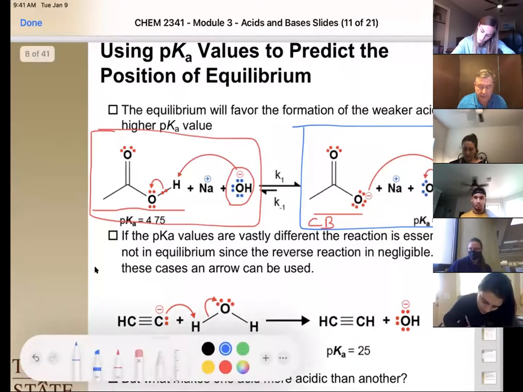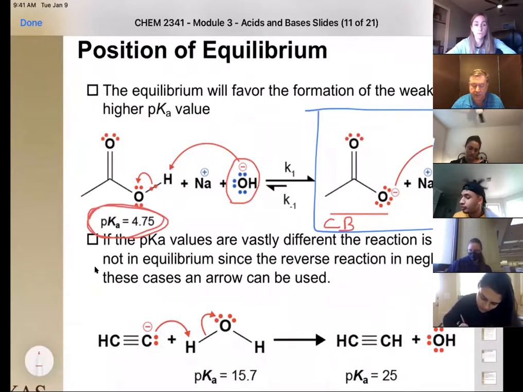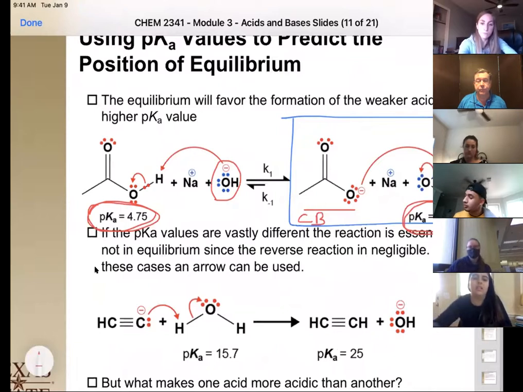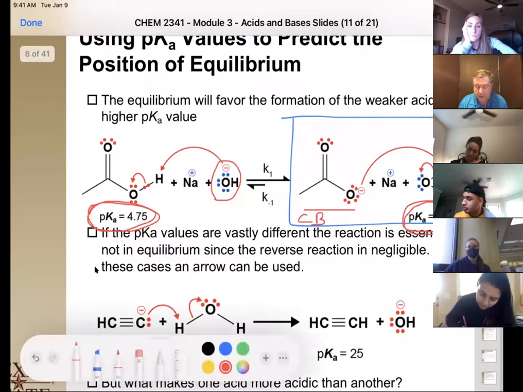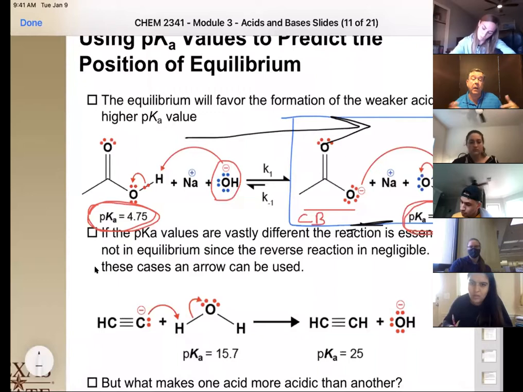So let's look at what we got here. On this side of the reaction, we have a pKa of 4.75. Okay, and on this side of the reaction, we have a pKa of 15.7. So 15.7 is bigger, which means it's more acidic or less acidic? Less. Less, right. Remember, the higher the number, the less acidic it is. So because our less acidic one is on this side of the reaction, that means the equilibrium is shifted to this side. Is it shifted there 100%?